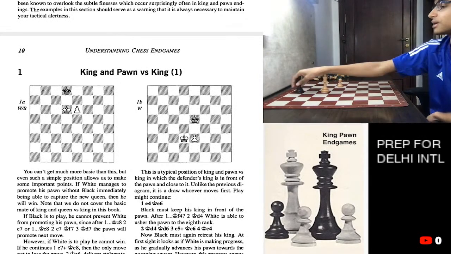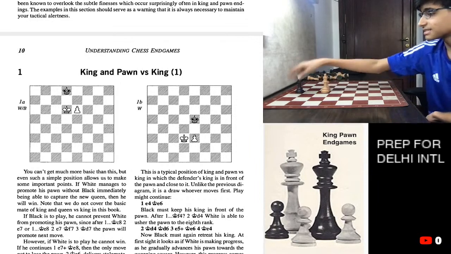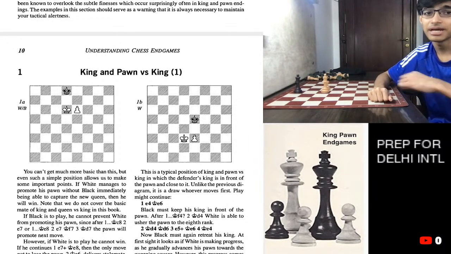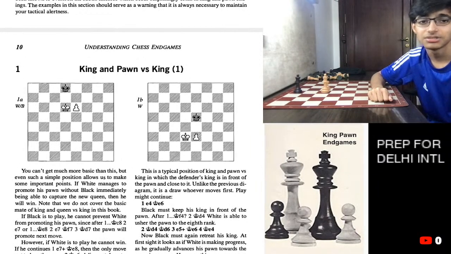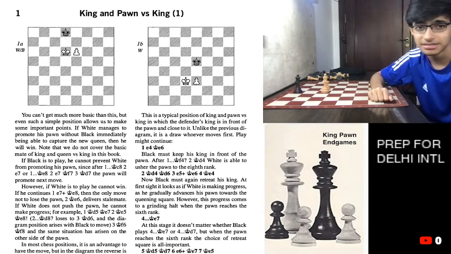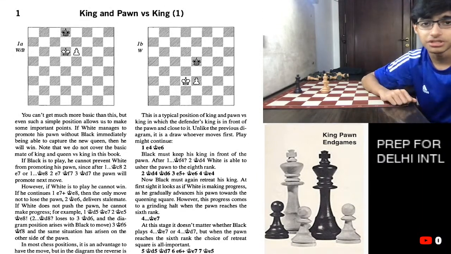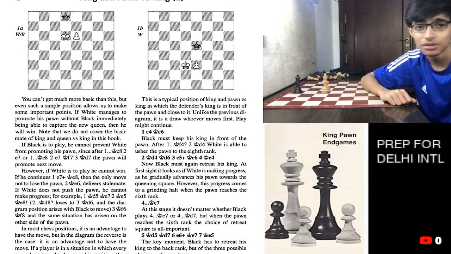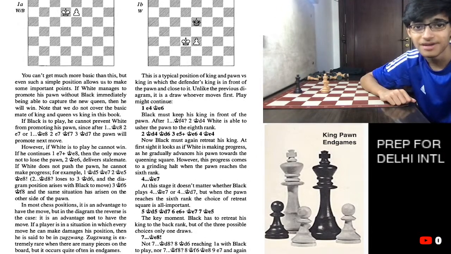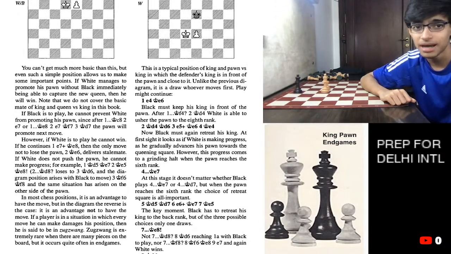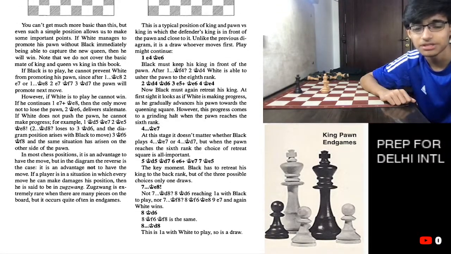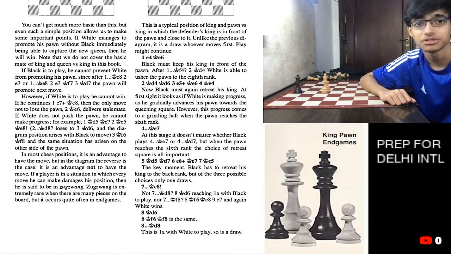The first one is the white king on d6, the black king on d8, and the white pawn on e6. You can't get much more basic than this, but even such a simple position allows us to make some important points. If white manages to promote his pawn without black immediately being able to capture the new queen, then he will win. Note that we do not cover the basic mate of king and queen versus king in this book, because of course that's very basic and all of us should know that.